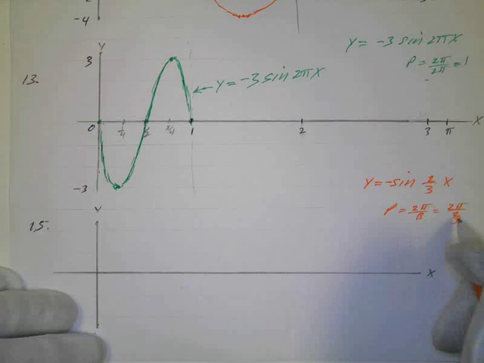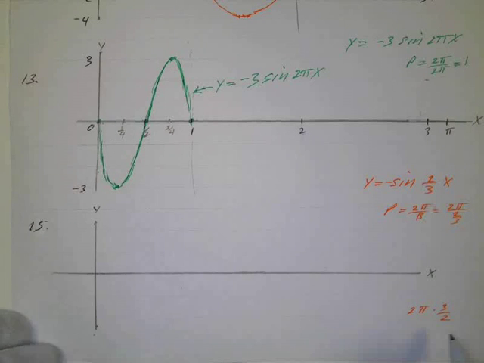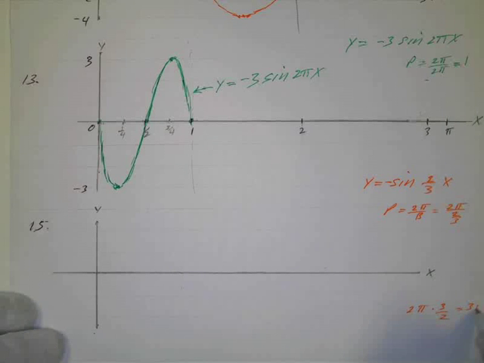So I could invert and multiply. 2 pi divided by 2/3 is like 2 pi times 3/2. And the 2's cancel, so I end up with 3 pi. Alright, so that's my period, 3 pi. And my amplitude is just 1, so that's not too bad.